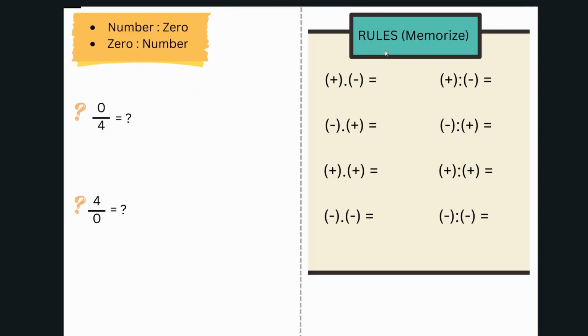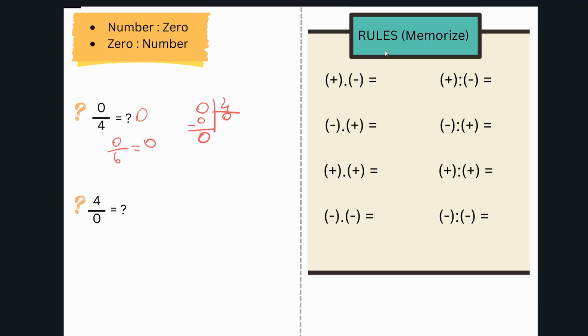Here is a rule which most people get confused over. Let's look at the first one. When you're dividing 0 by a number, it's 0. So let's do a proof of this. 0 divided by 4. What number can you multiply 4 by to get 0? Yes, it's 0. If you multiply 0 times 4, it's going to give you 0, and the answer will be 0. So if you divide 0 by any number, it will give you 0.